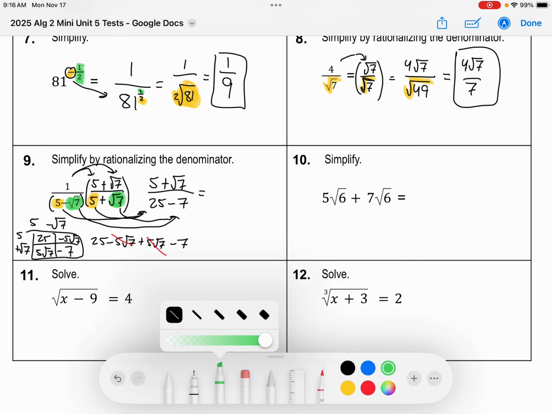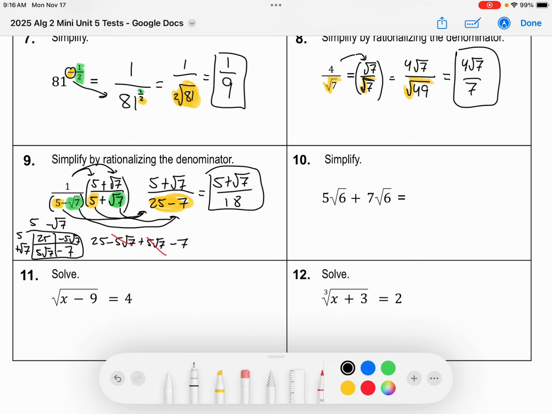The last thing that we need to do is we can do this subtraction here on the bottom. We have 5 plus the square root of 7, and then 25 minus 7 is 18, and that is our final answer. So that is all we need to do for number 9.